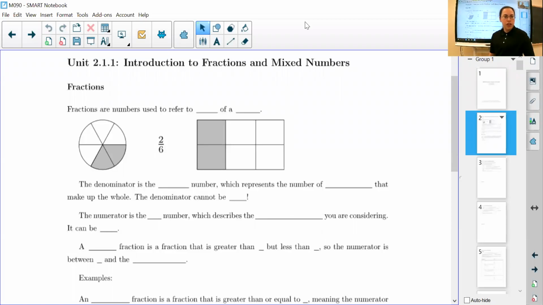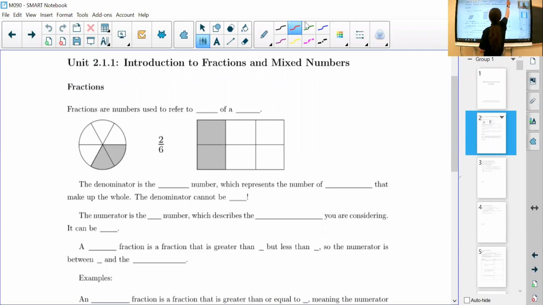Hello, we are starting on page 2, Introduction to Fractions and Mixed Numbers. So fractions are numbers that we use to refer to parts of a whole. Whether I have this circle shaded, 6 equal pieces with 2 shaded, or 2/6, or a rectangle, those all mean the same thing. Those all mean 2/6.